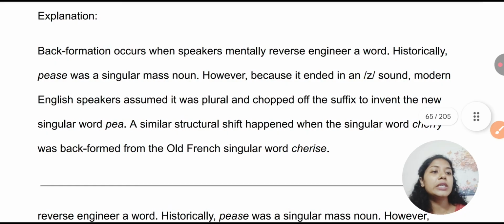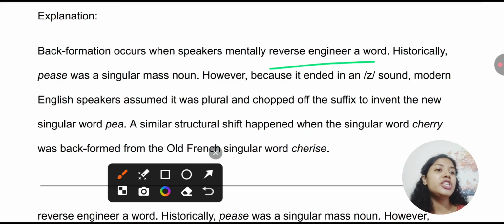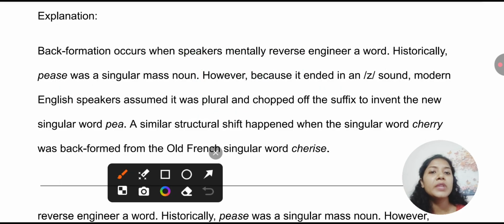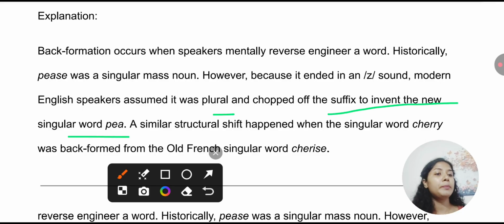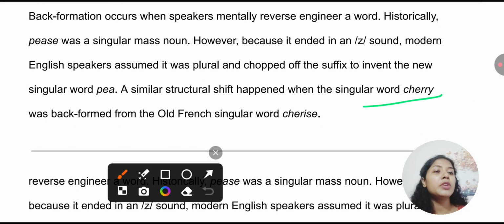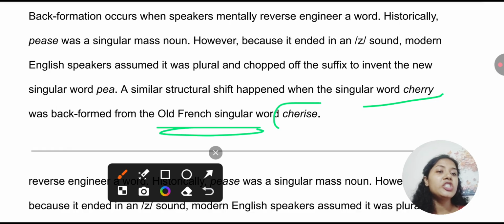So back formation occurs when speakers mentally reverse engineer a word. Historically, peace was a singular mass noun. However, because it ended in a Z sound, modern English speakers assumed it was plural, so now in the plural sense we use peas, right? Speakers assumed it was plural and chopped off the suffix to invent the new singular word pea. Okay, so this is the whole idea. Similarly, a big shift happened when the singular word cherry was back-formed from the old French singular word cherise.